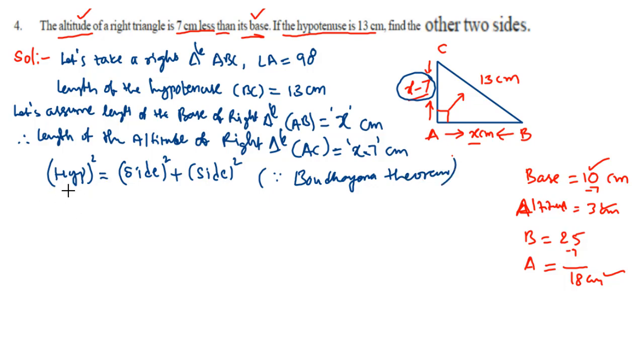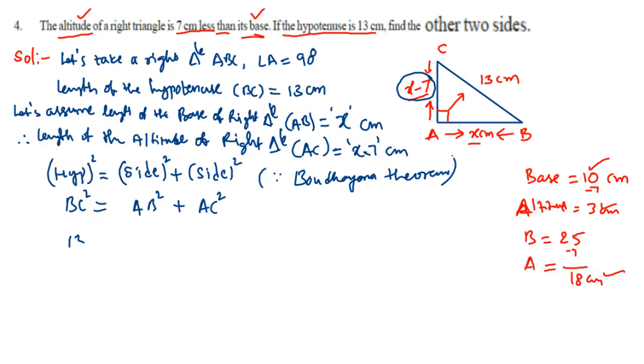So now here we have hypotenuse square. Here the hypotenuse is which side? That is BC. So we can write BC square equals side square. Here we can take the base as one side, AB square, and the altitude is the other side, that is AC square. So we get BC square is equal to AB square plus AC square. And what is the length of BC? BC length is 13 centimeters, so we can replace BC with 13.